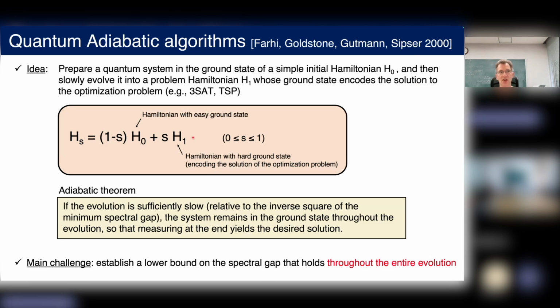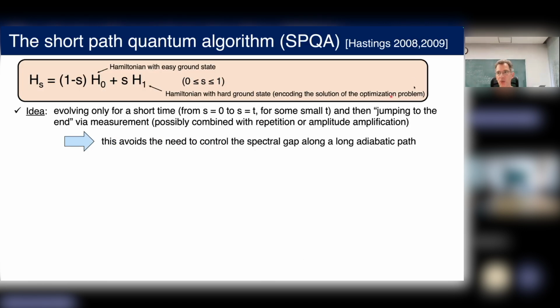Okay, so this was the general framework of a quantum adiabatic algorithm. Now, what has been proposed in a series of papers introducing the concept of the short path quantum algorithm, which is what we will dequantize in this work, is the following. You have the same kind of Hamiltonian. H0 is easy to create, and especially its ground state is easy to compute. H1 is what we want to solve; it's a Hamiltonian encoding the solution of your optimization problem.